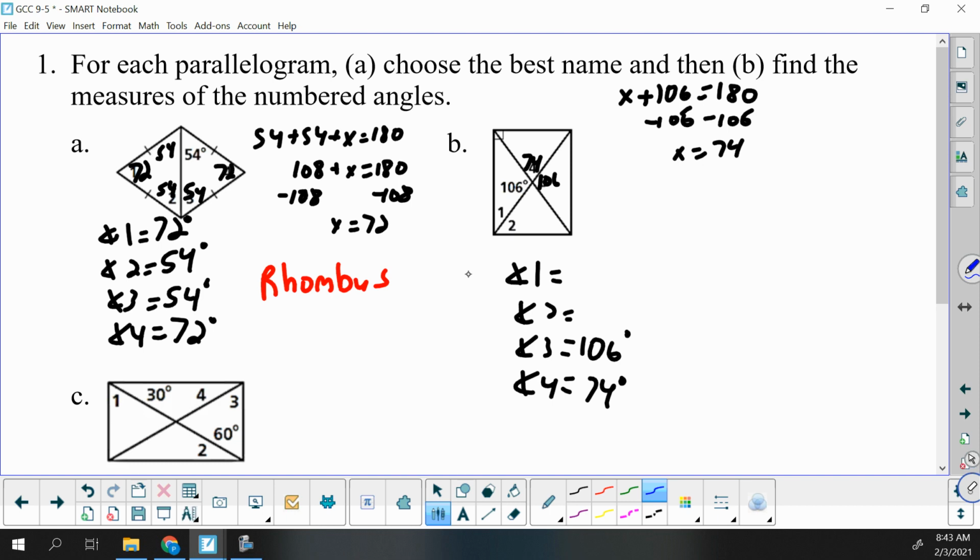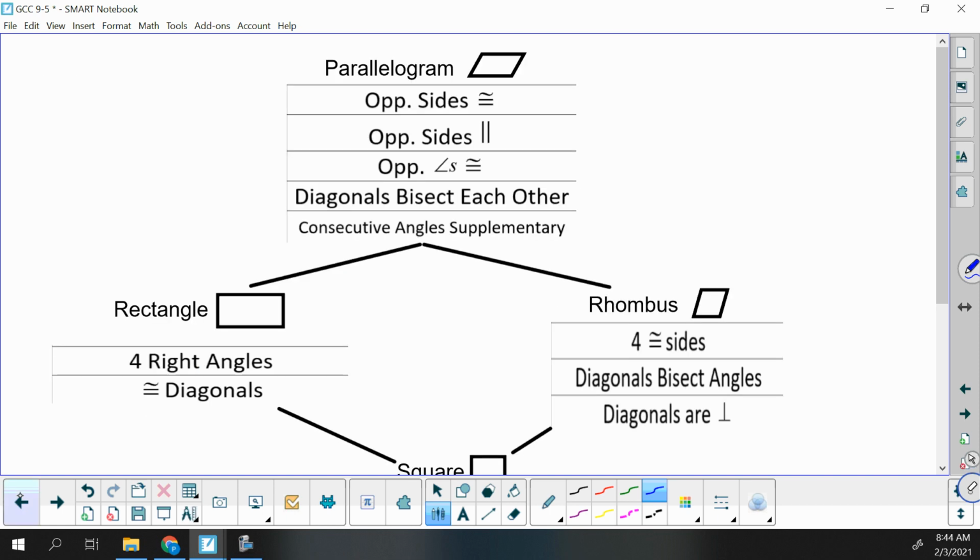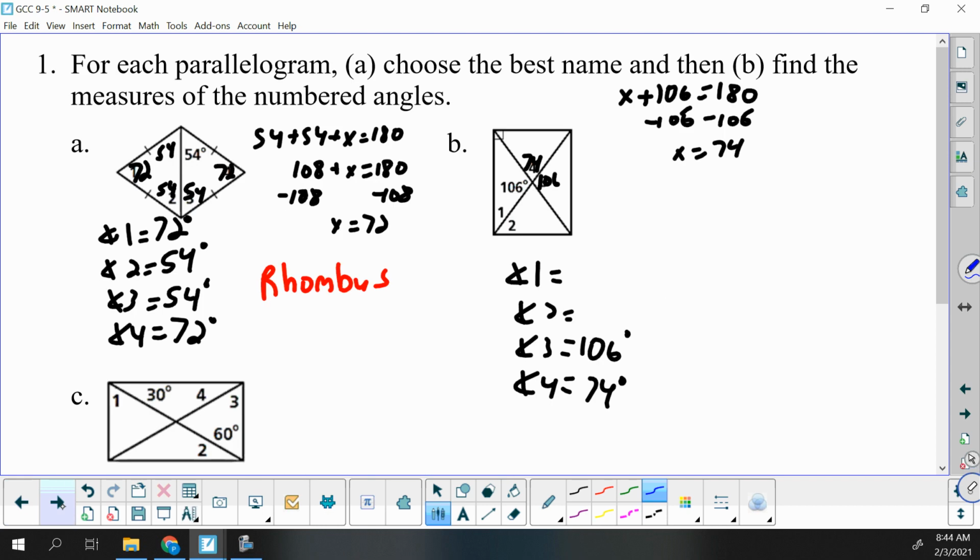So because we don't have a right angle at the diagonals, and in the rhombus, the diagonals have to be perpendicular, that means we know it doesn't have a rhombus property. So it only has a rectangle property, so it can't be a square, so it's just a rectangle.